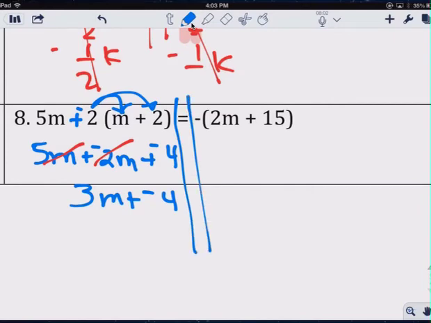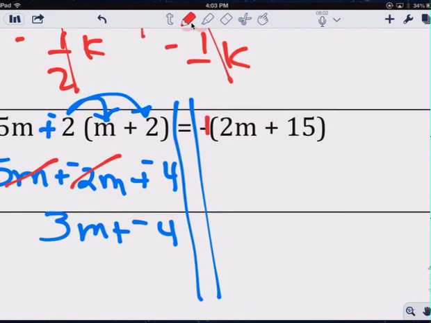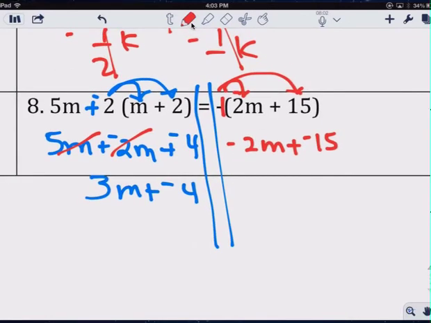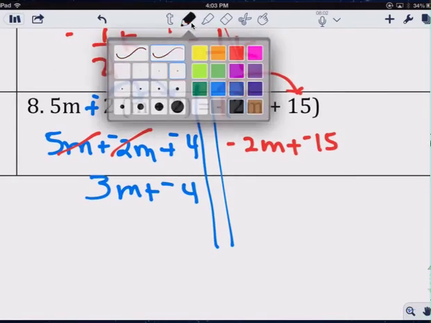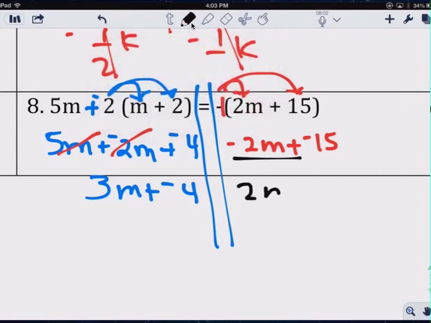On the left side, let's look at the right. We need to distribute. Oh, distribute the negative. That's an invisible 1. Distribute that. That's a negative 2m. Distribute a negative 1 to 15. That's a negative 15. Okay. Oh, we're good. So I'm going to rewrite this problem here as negative 2m minus 15, so everything's lined up nice and neat.